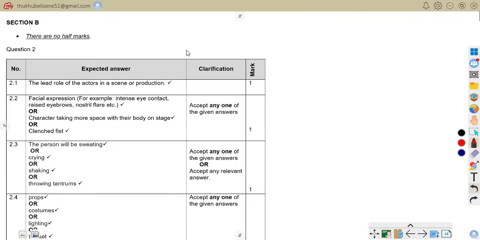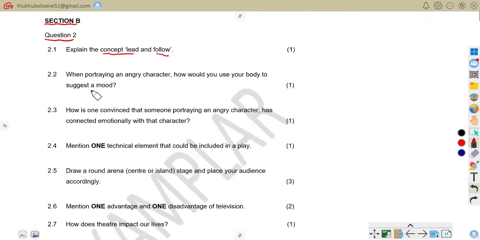So here are our answers on question 2. When you talk of lead and follow, that is the lead role of actors in a scene or production. That is that. The lead role that is played by our actors in a scene or in a production.